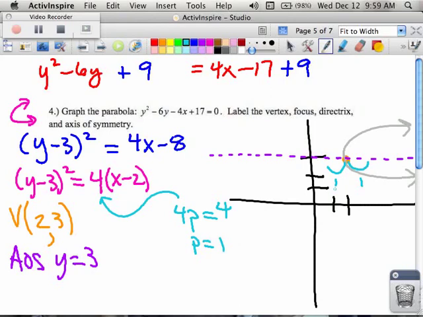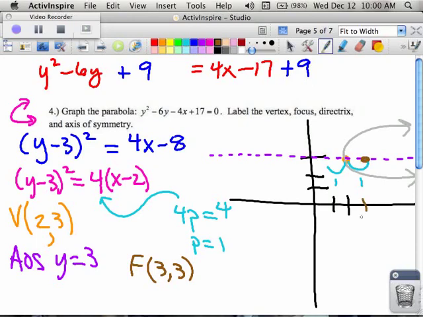Going to the inside to find my focus, I go 1 unit inside of my parabola from my vertex. My vertex was at 2, 3. That means I have to go to the right 1 unit. So now my focus is at 3, 3. Here's my focus at 3, 3.